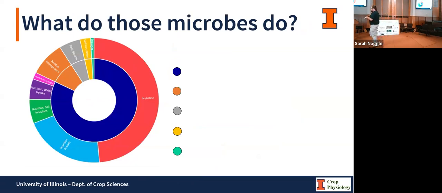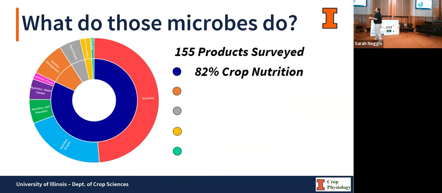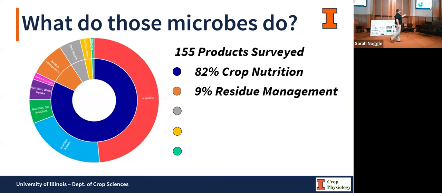And so that inner circle is the most common types. So if I read the label, I surveyed 155 products this last summer that were purely labeled for corn, wheat, or soy. I wanted to focus on the row crop market. I did not look at specialty crops. 155 products, 82% were nutrition-based. So I've read the jug, it should do something for my nutrient management.